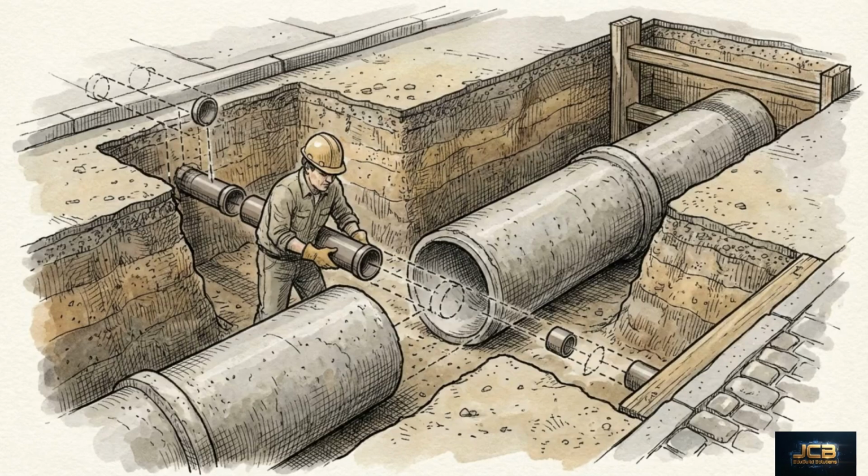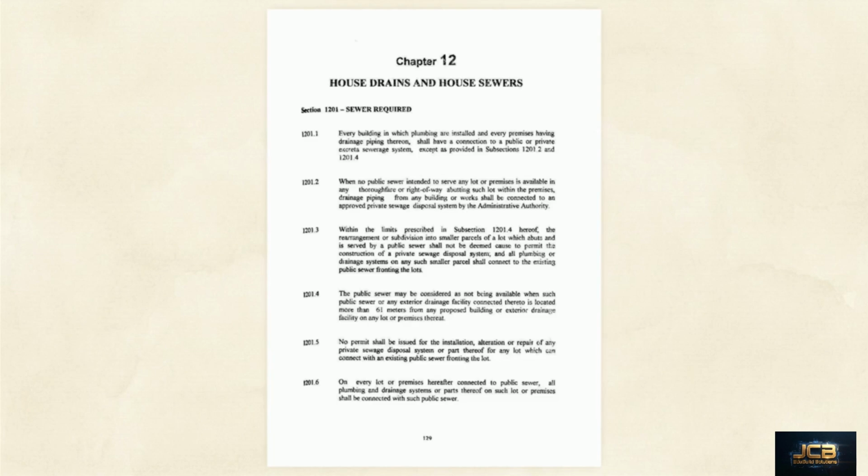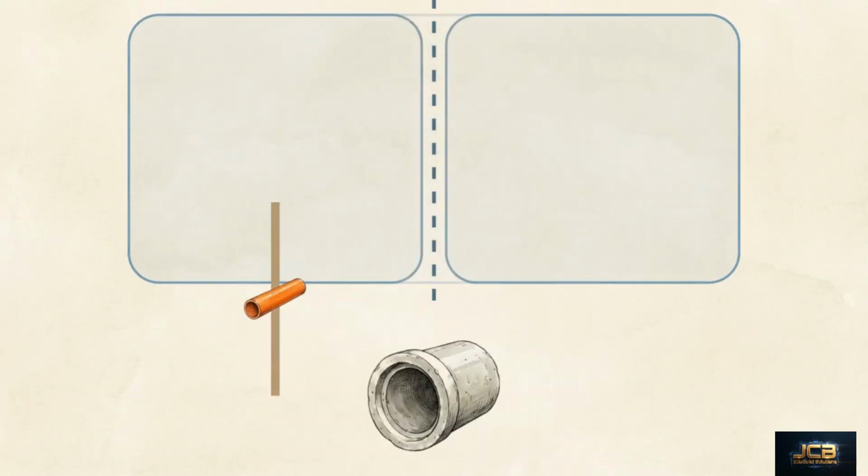Once the waste is outside the building, connecting to a public main is often a legal mandate rather than a design choice. A public sewer is legally considered available if it is located within 61 meters of the building or its drainage facility. Section 1201.4 codifies this threshold. Beyond this 61-meter limit, the code permits the use of an approved private sewage disposal system. Note the rule for subdivisions. Splitting a lot already served by a public sewer does not exempt new parcels from the connection requirement.